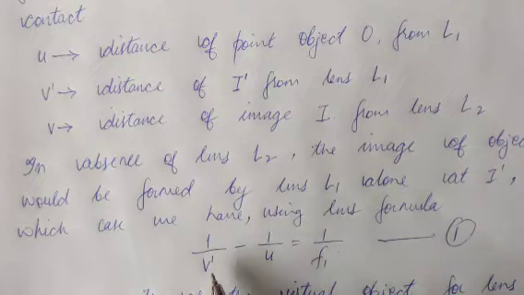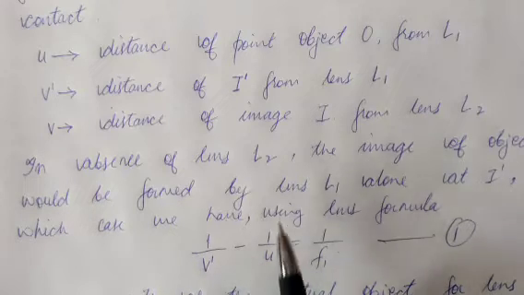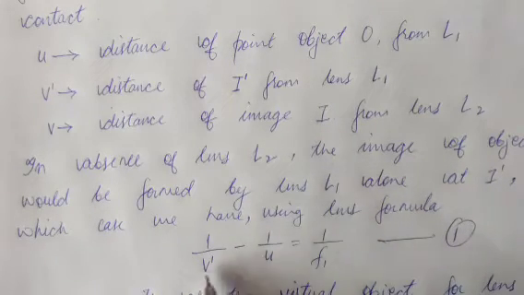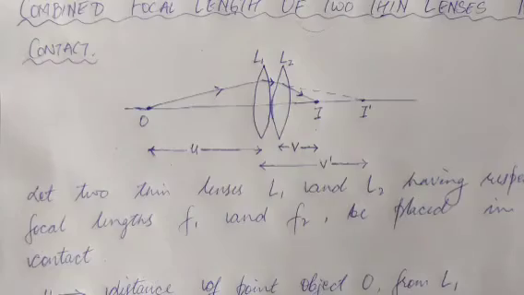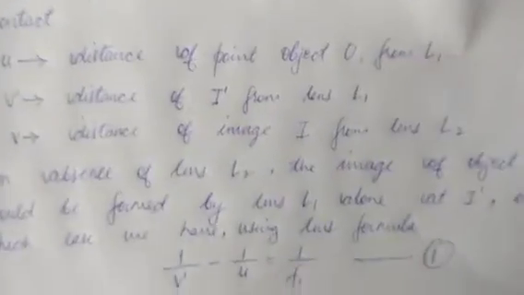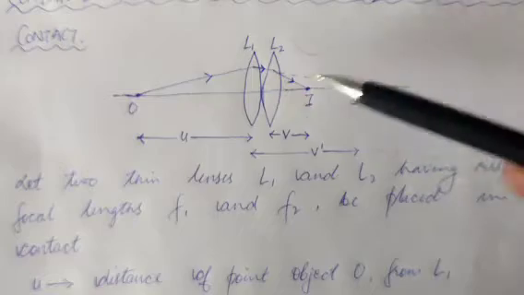So for image I dash formed, the image distance will be V dash in the absence of L2, remember. So this is the lens formula, and that is our equation number 1. Now, the reality is, this equation 1 we got is assuming lens L2 is not there. But lens L2 actually is there.